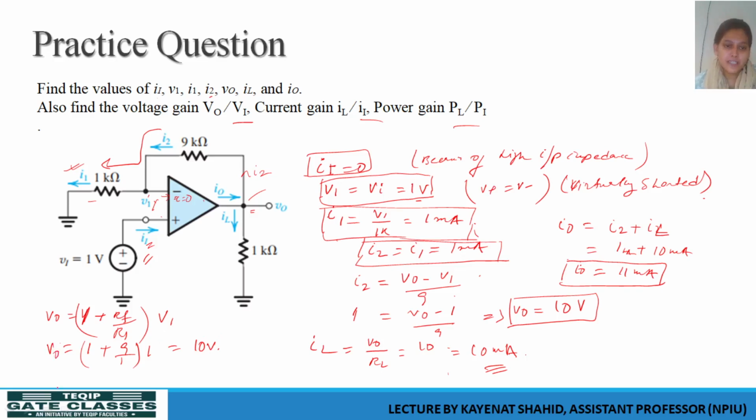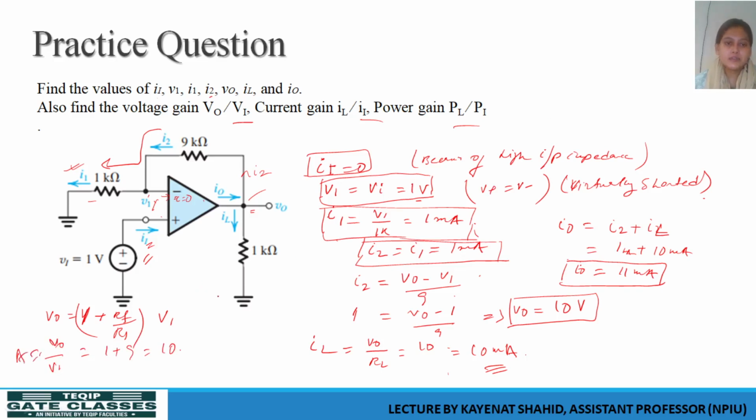and this is actually the gain, so we don't have to calculate the total amount, we can just write the equation. This is V1, so VO by V1 is nothing but 1 plus 9, that is 10. Okay, the gain is your 10.